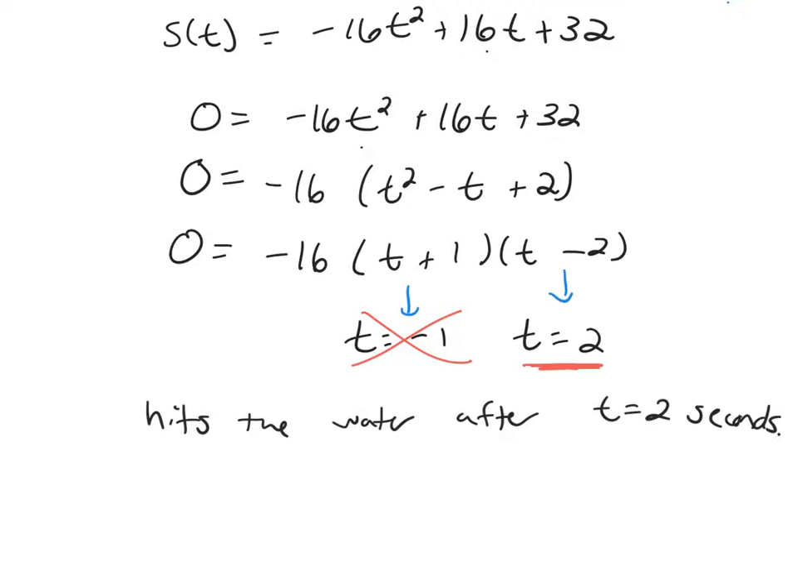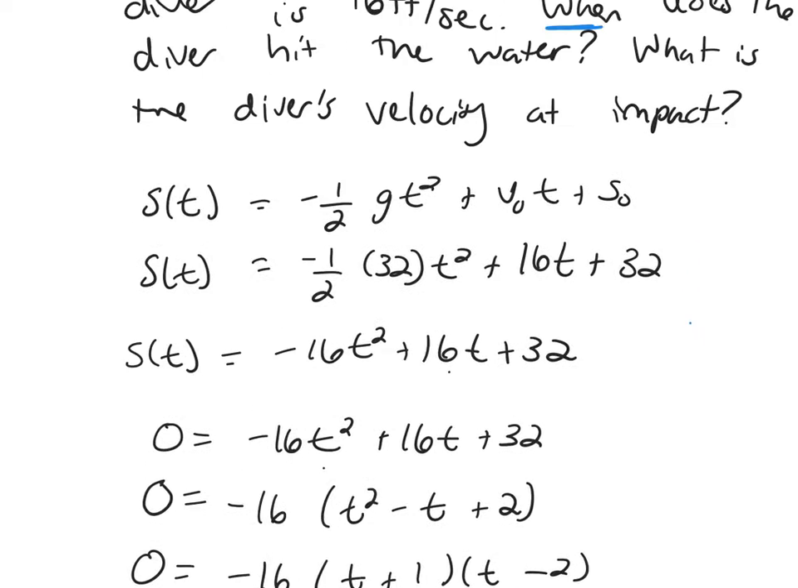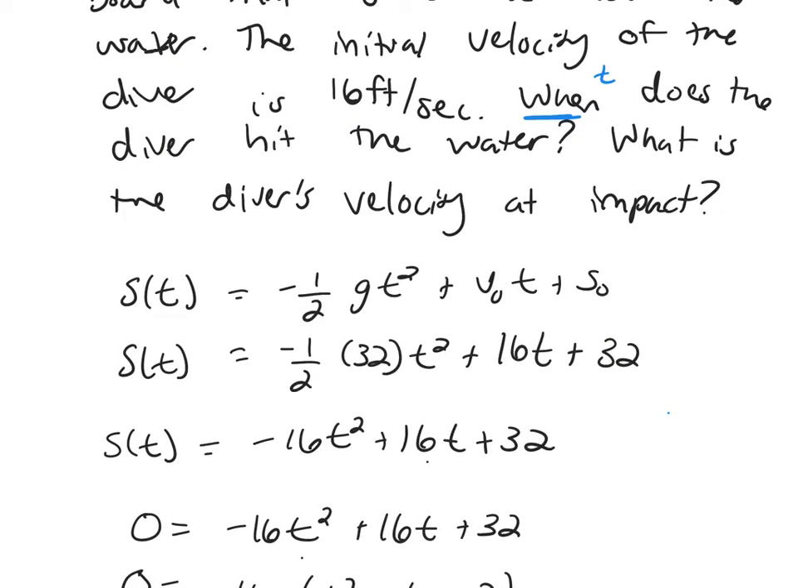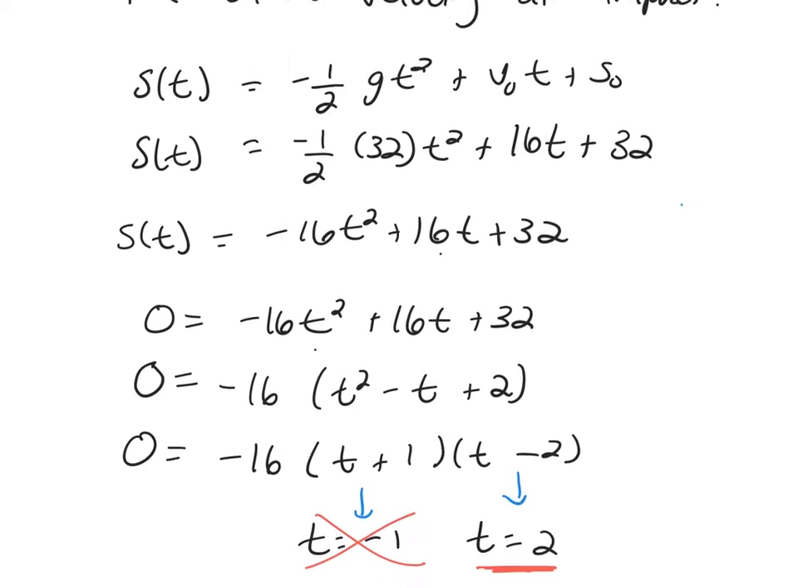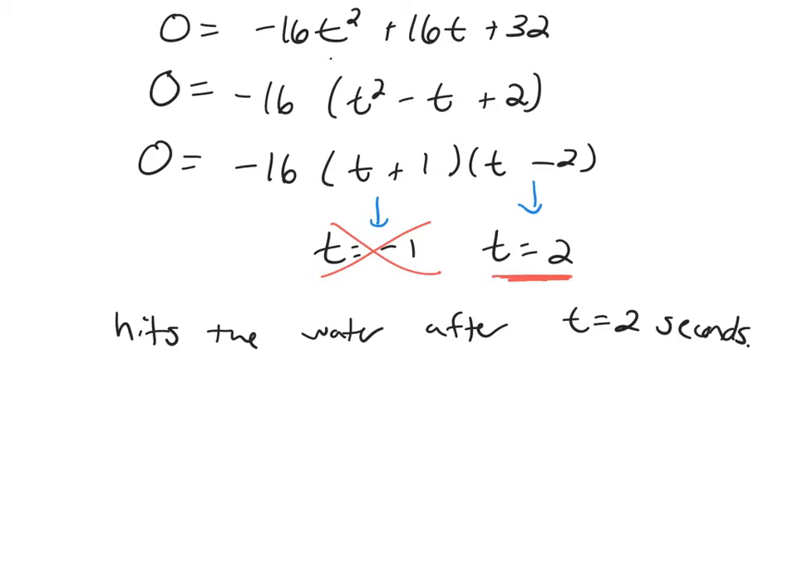Now that was only half of what I was asked to find. What was the second question I was asked? If we go back, what is the diver's velocity at impact? So I need velocity. Let's remind ourselves, what was our position function? It was negative 16t squared plus 16t plus 32.